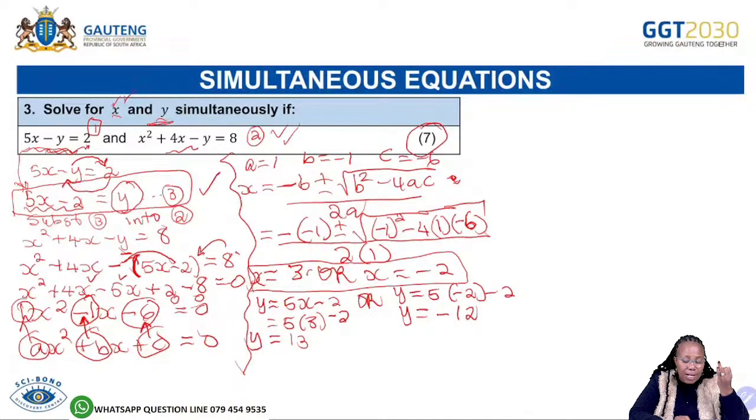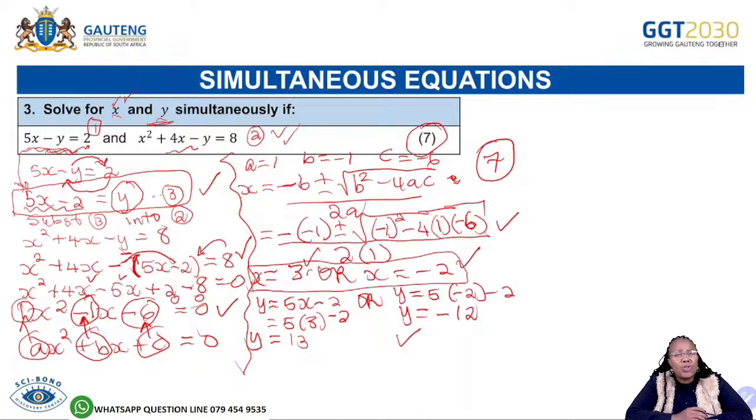Second mark is for substituting that equation into your quadratic equation. The third mark is for the correct trinomial. And the fourth mark for correct substitution into the quadratic formula. The fifth mark will be for the first x value and the second x value. The last one is for calculating the correct y values. Then this is your 7 marks, grade 12.